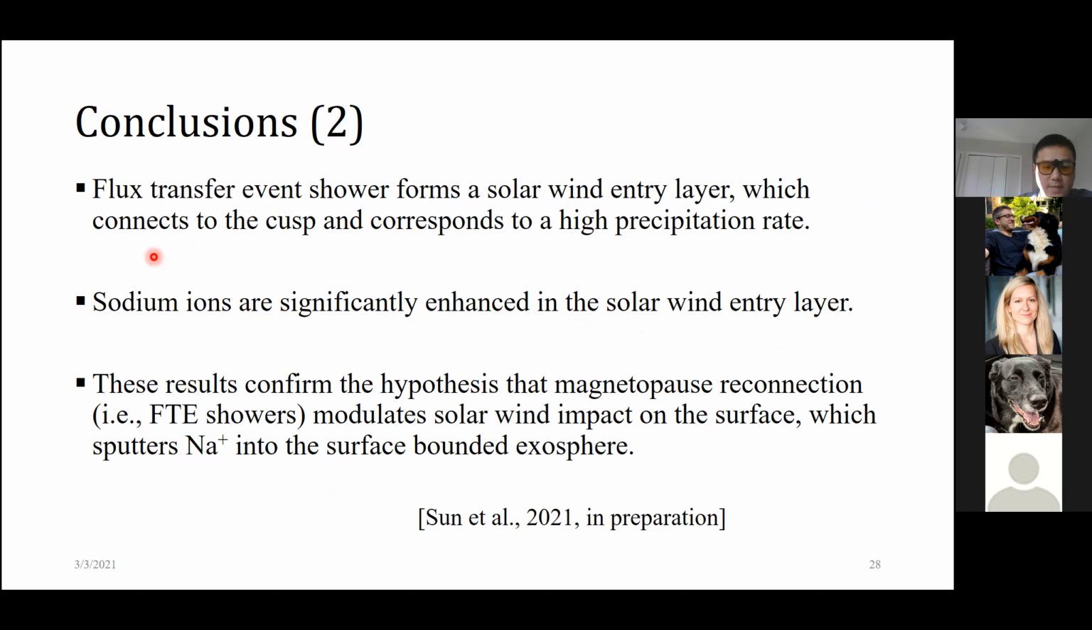And we believe this result confirms the hypothesis that magnetosphere reconnection modulates solar wind impact on the surface, which sputters sodium ions into the surface-bounded exosphere.